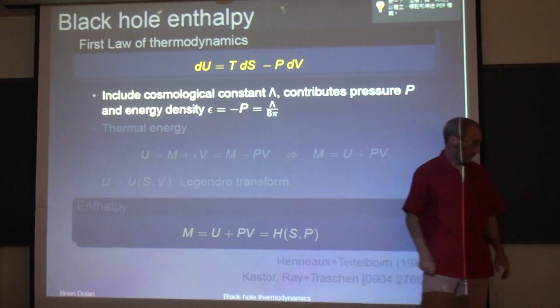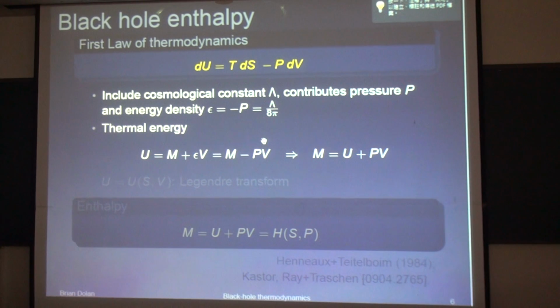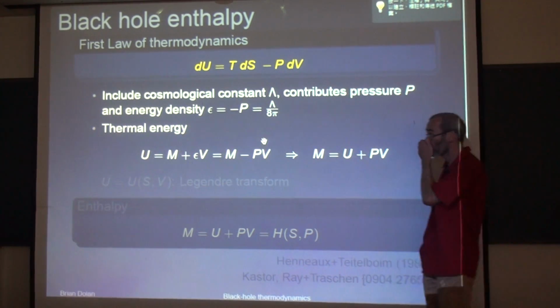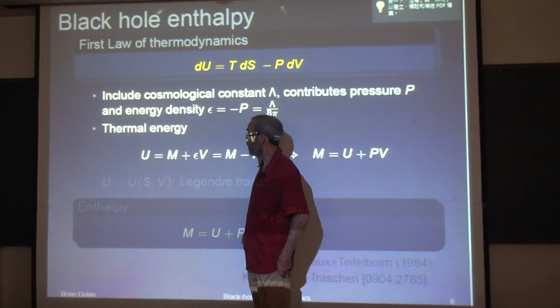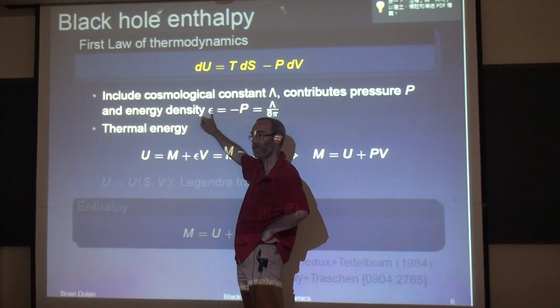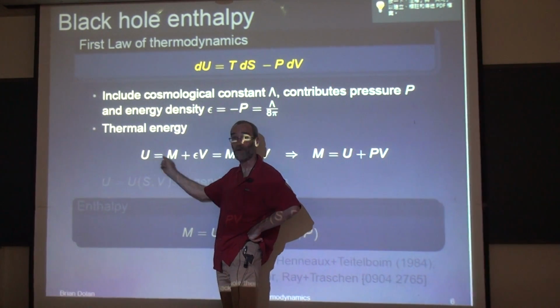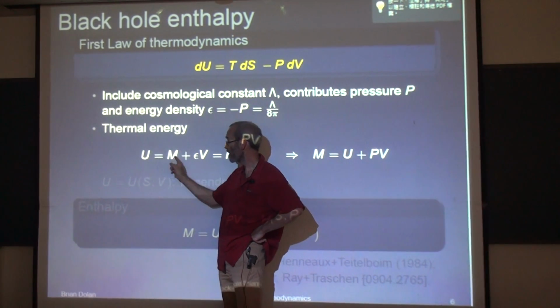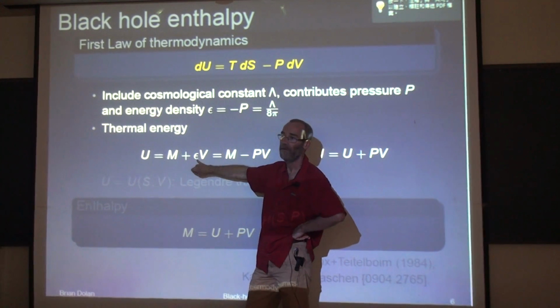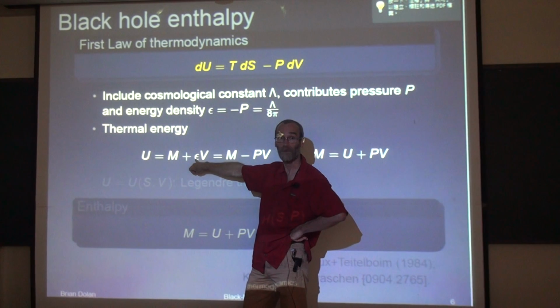Here, the cosmological constant pressure is minus lambda over 8 pi. So if we now think about the thermal energy of a black hole, if the cosmological constant has an energy density associated with it, then that should surely contribute to the thermal energy. So the thermal energy should be not just the mass of the black hole, it should be the mass of the black hole plus the energy density times the volume. The energy density in the cosmological constant.